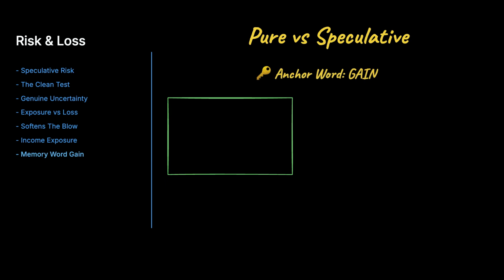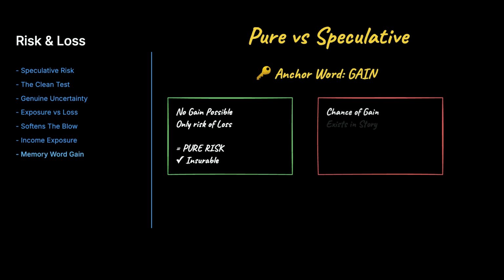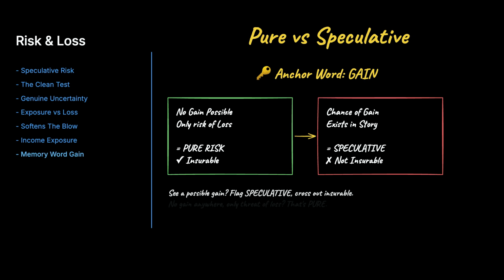To keep pure and speculative straight under pressure, lean on one word: gain. The second you spot a possible gain in the story, flag it speculative and cross out insurable. No gain anywhere, only the threat of loss, that is pure and therefore insurable. Anchor on that one word and you stop second guessing yourself.